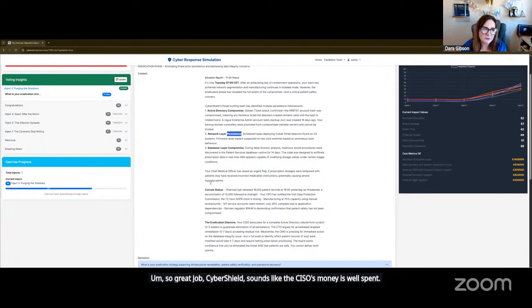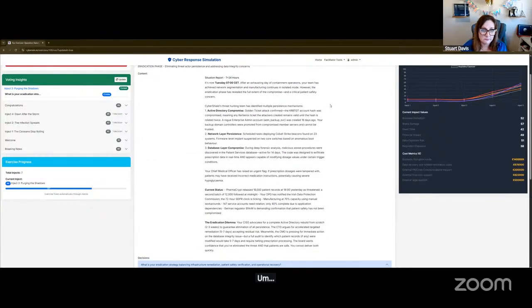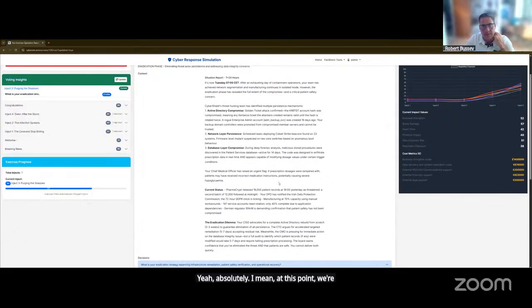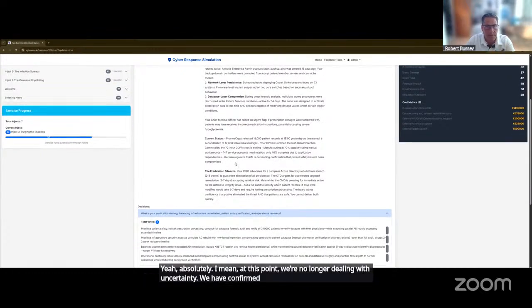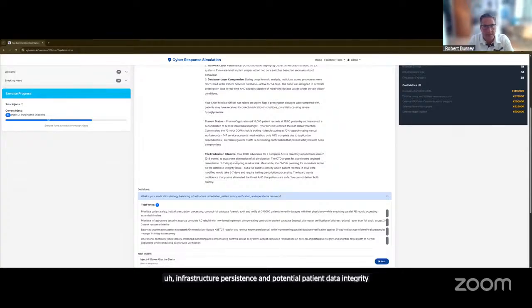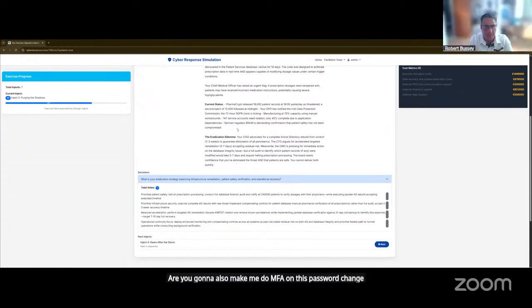Do I really have to reset my password? I'm the CEO and I shouldn't have to do that. Over to you, CISO. Yeah, absolutely. I mean, at this point, we're no longer dealing with uncertainty. We have confirmed identity compromise, infrastructure persistence, and potential patient data integrity violation. That changes everything fundamentally. Are you going to also make me do MFA on this password change? You should already have MFA. You're like the most important person.